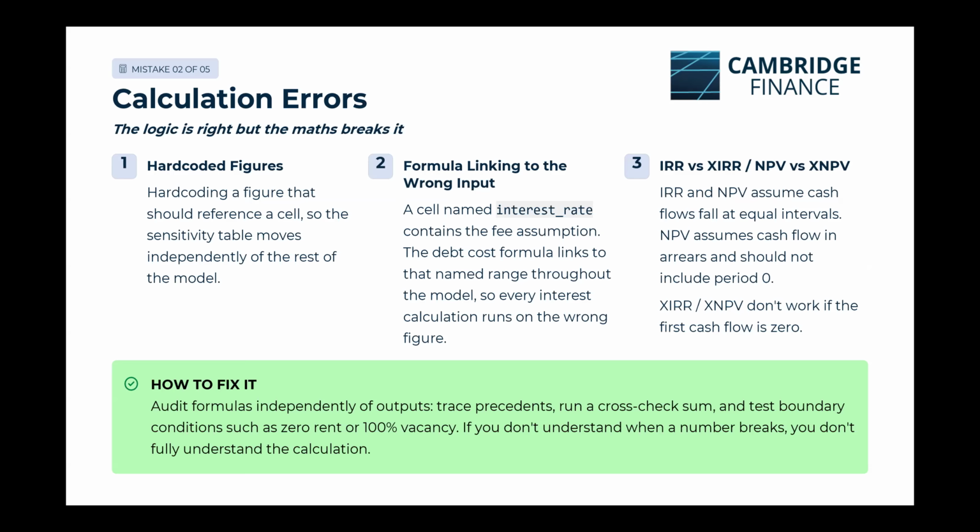Formula linking to the wrong input. By the example here, you have a cell named interest rate. You have named the cell interest rate, but it doesn't actually relate to the interest rate. That input is actually a fee assumption.